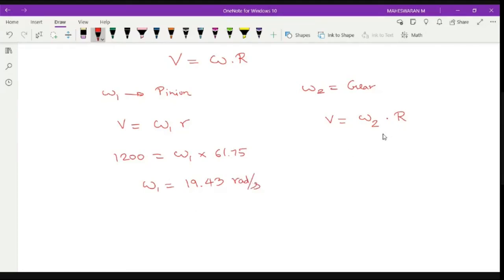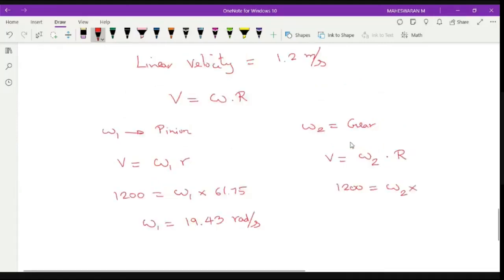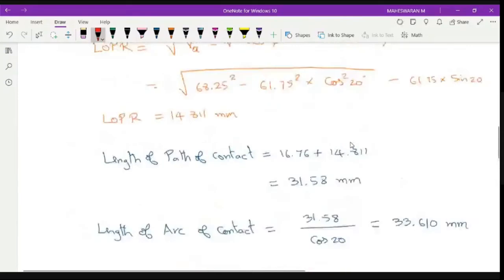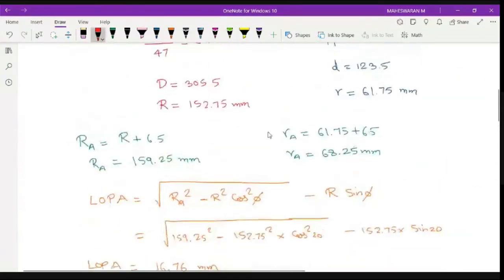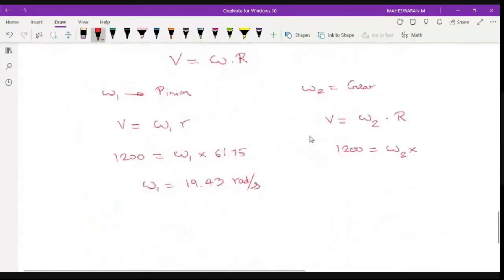Similarly, we proceed with this. Right? What is omega 2? So 1200 is equal to omega 2 into the radius of the larger gear, which I think is around 152.75. Right, it is 152.75. So what will be your omega 2?